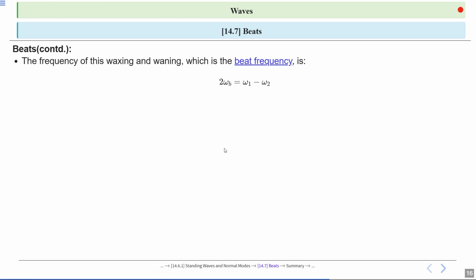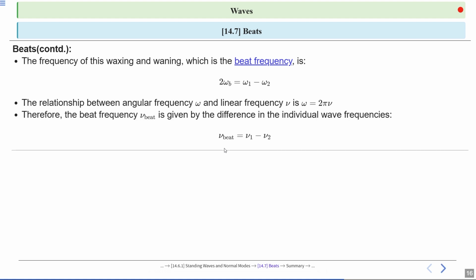Now, when two waves of slightly different frequencies interfere, they create a phenomenon called beats. The beat frequency is the difference between the two individual frequencies, given by 2 omega_v equal to omega 1 minus omega 2. Angular frequency omega and linear frequency nu are related by the equation omega equal to 2 pi nu. When two sound waves of slightly different frequencies interfere, they produce beats. The beat frequency nu beat is the difference between the two individual frequencies: nu beat equal to nu 1 minus nu 2.